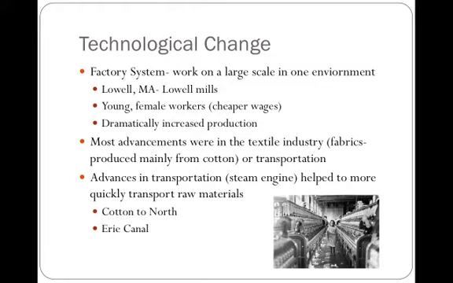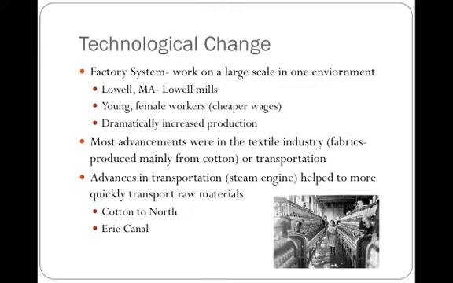So what are some examples of technological change? One major one was the factory system, which is basically working on a large scale in one environment. So within one building, you're basically creating a product. And this was mainly seen in the textile industry, so creating fabrics from the cotton that's produced in the South. One of the most famous are the Lowell mills in Lowell, Massachusetts, and they were known for employing young female workers because they were able to work at cheaper wages, and they were called Lowell girls.